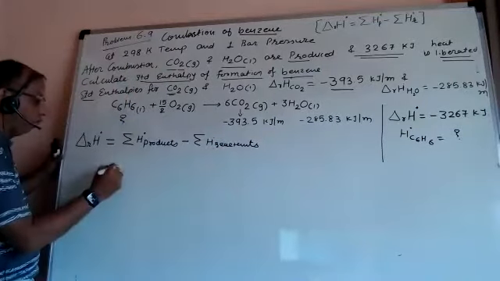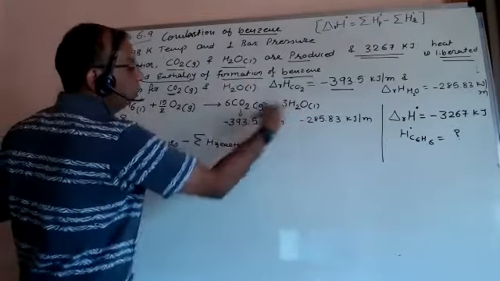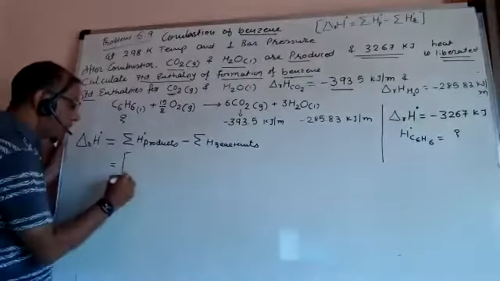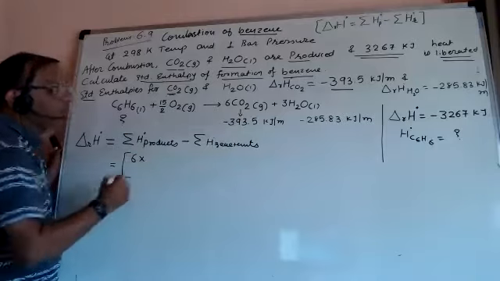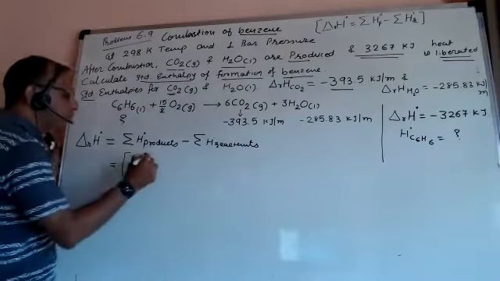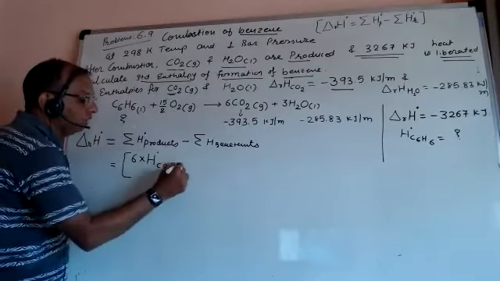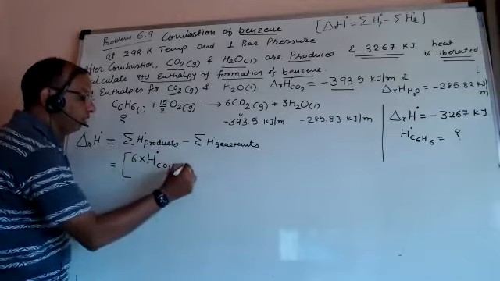Let's put the values in the formula. Products. Products are on the right side. You can see 6 times carbon dioxide is there, 6 moles. So we have to multiply 6 by H0 of carbon dioxide gas. This is the first thing.